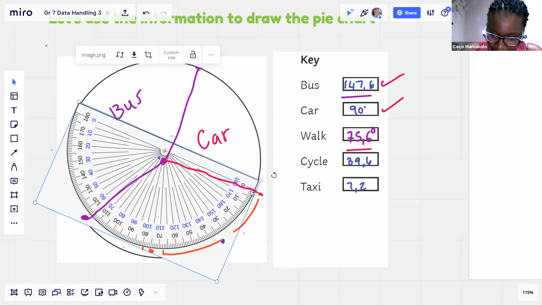And okay, that is not the right mark. Okay, let me try that again. 75.6, somewhere there. Yes, I hear a voice.